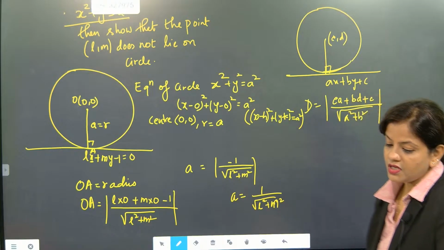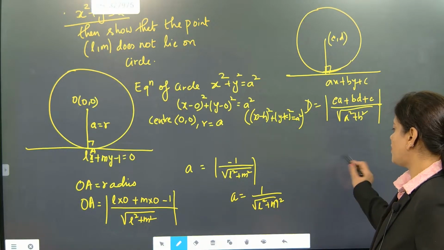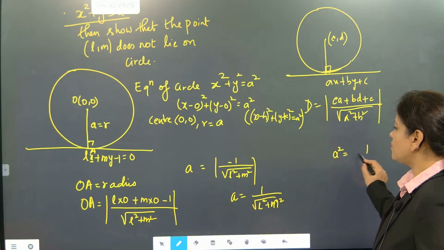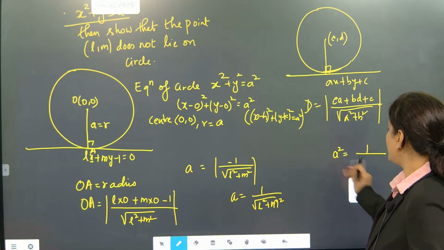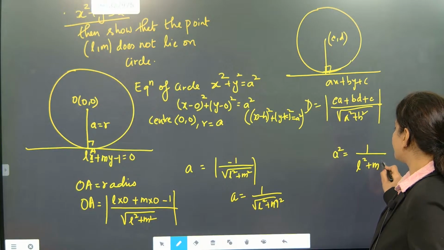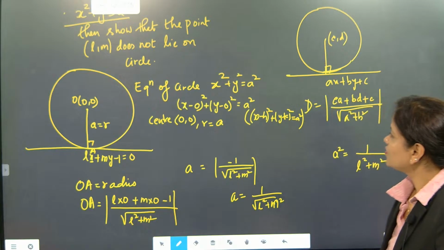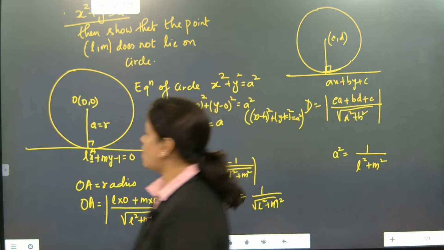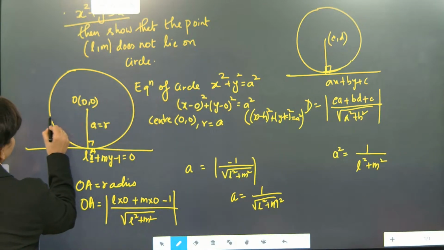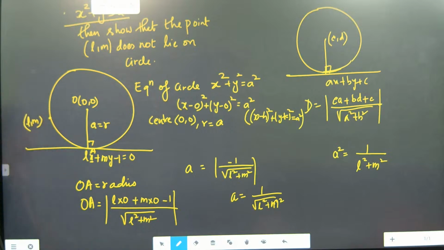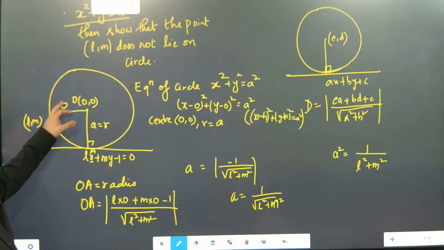See how carefully we can say this point. If we square both sides, this is coming as a square equals 1 by L square plus m square. Done. So how can L, m be the contact point? Here they are telling that (L, m) is one of the points on this line. And in any case, the distance formula means this will become a. So this will never satisfy this equation.